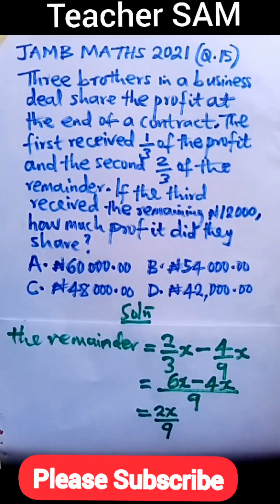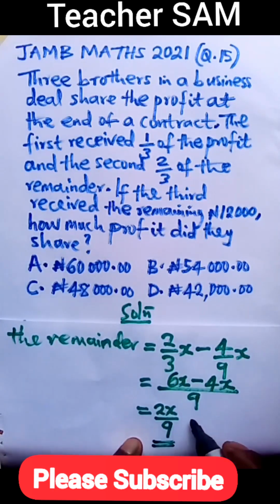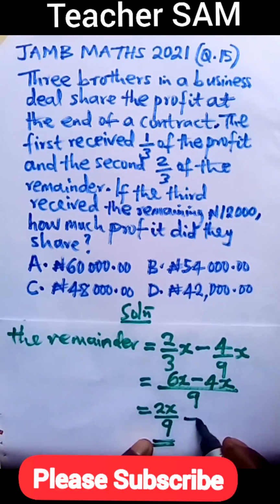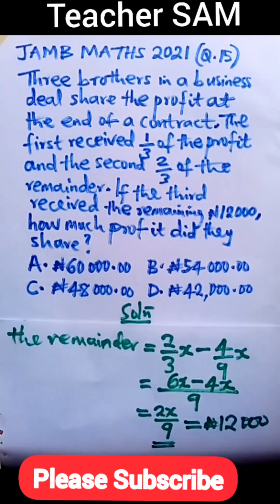Now this is what the third brother received. The third brother received the remainder. We were informed from the question that the third brother received 12,000 naira. So this fraction he received is equivalent to that 12,000 naira. All we need to do now is to find the value of X.